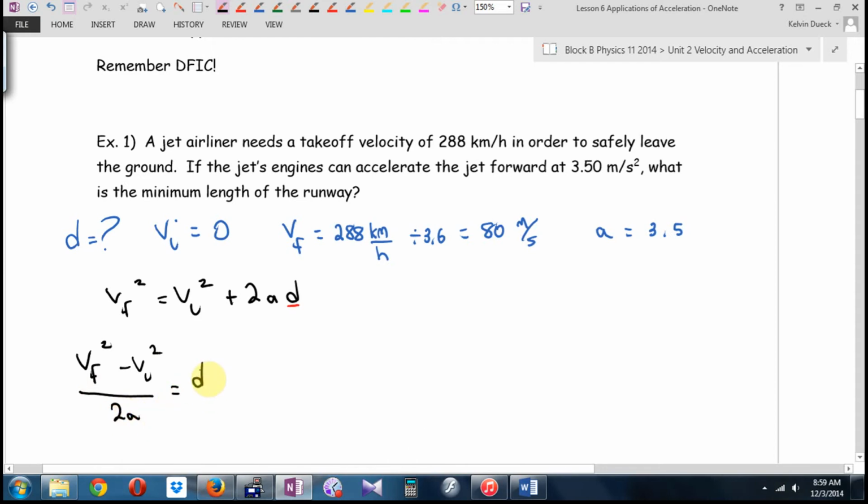Is that equation on your formula sheet? Nope. Will it be on your formula sheet? Nope. I don't need to. Do you need to memorize it? Please don't. Please memorize how to derive it.